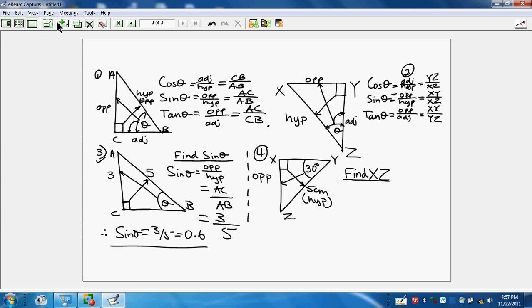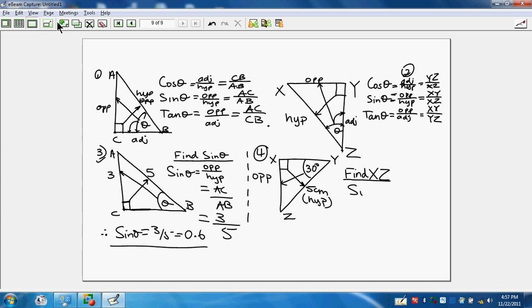The question we ask ourselves is this: which ratio out of sine, cosine, and tan connects what we want to find, which is opposite, to what we know already, which is hypotenuse? Out of the three ratios, which one has opposite and hypotenuse in it? Sine. Is there any other one that has opposite and hypotenuse in it? No. So the only one that we could use is sine, because it connects what we want to find, which is opposite, to what we already know, which is hypotenuse. There's no other one that connects those two.